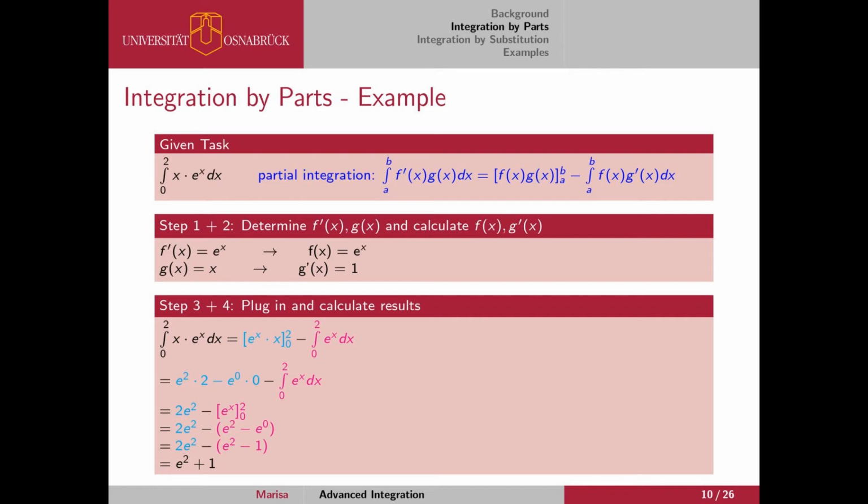What we do then is determining f prime of x and g of x and calculating f of x and g prime of x based on that. Then we plug in these values into our formula and calculate using the normal integration rules. And now we are done.